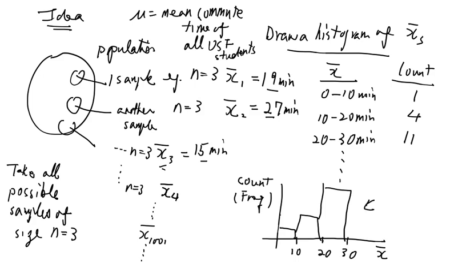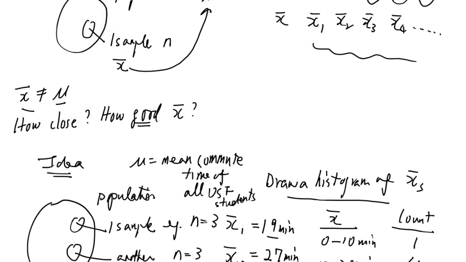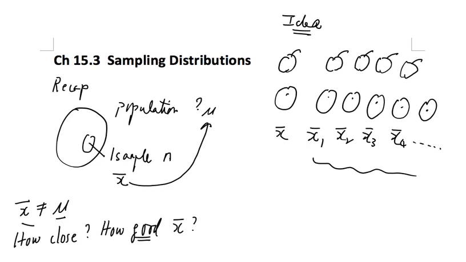So this is a histogram of sample means. We have a unique name for it, a new terminology. We call this histogram the sampling distribution of sample means. Okay, so sampling distribution is a big term. Basically, it just means histograms.